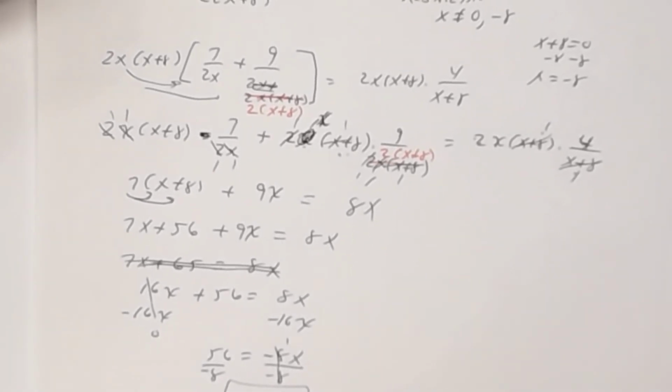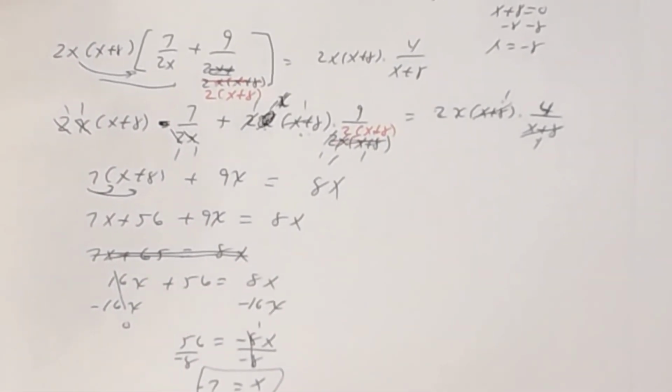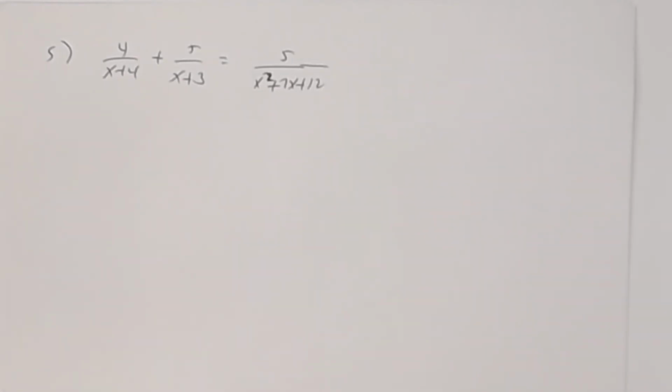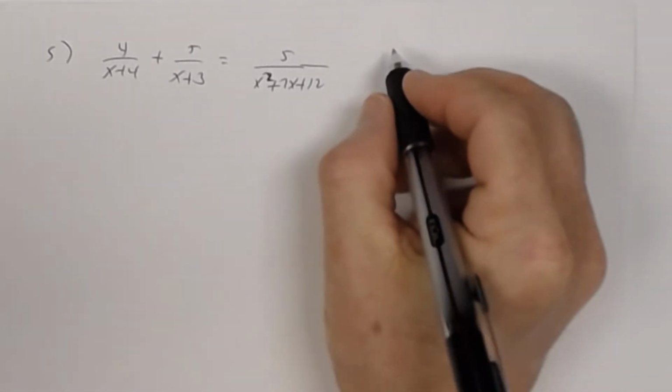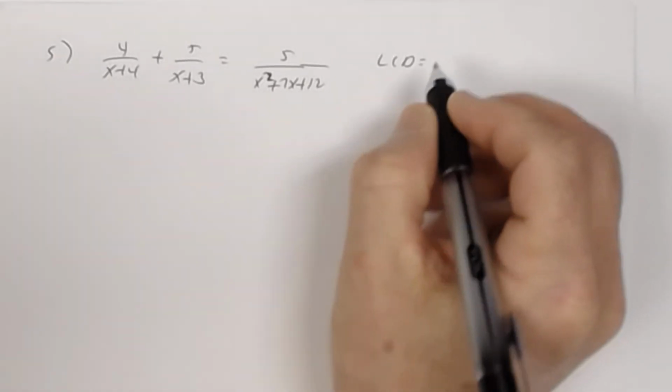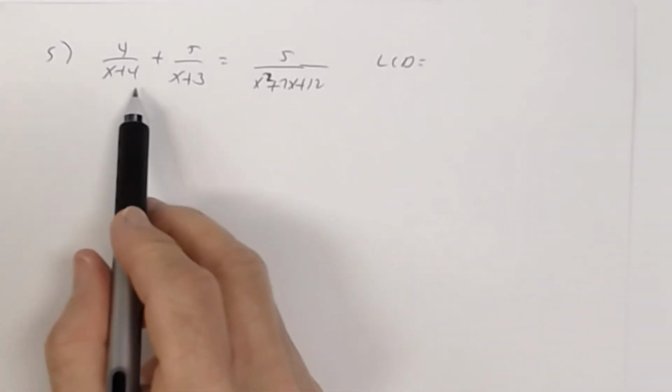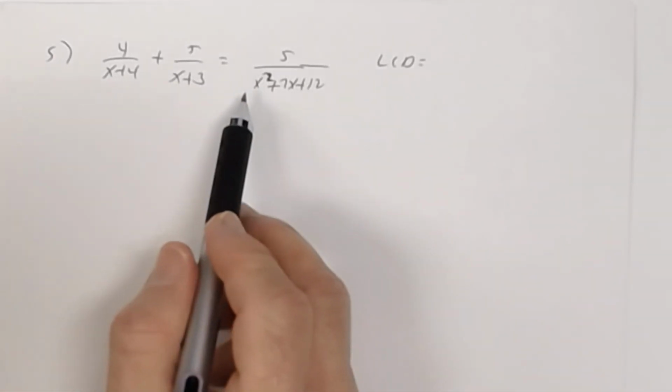Okay, so let's look at number 5. So number 5, we have this in number 5. Okay, so this is number 5. So again, I want to solve this rational equation. So to solve this rational equation, you're going to find the LCD first. And to find the LCD, you got to make sure that all of your denominators are in factored form.